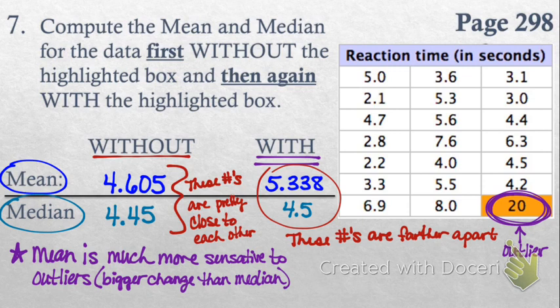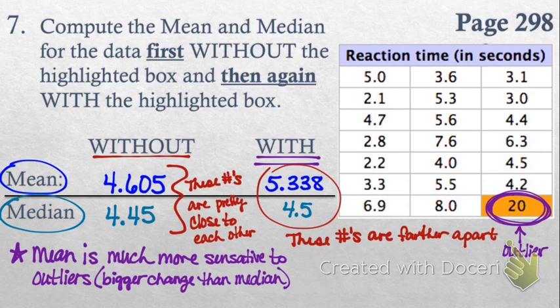This is why, if there's an outlier, notice my median still is telling me what's in the middle, what's typical or expected there. The mean, the average, changed much, much more when we included that outlier.